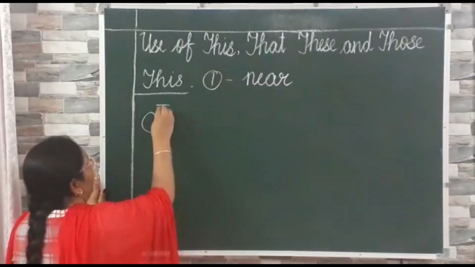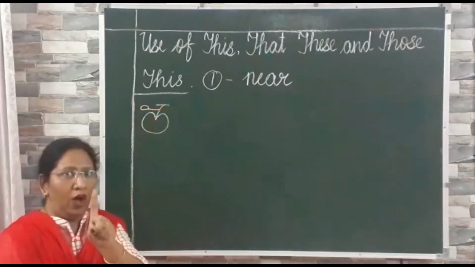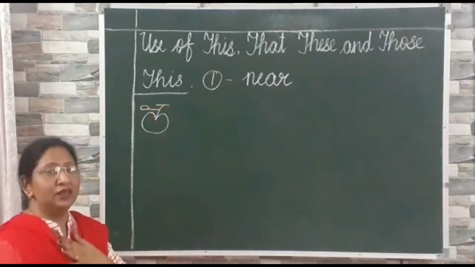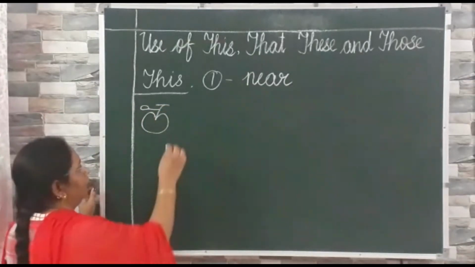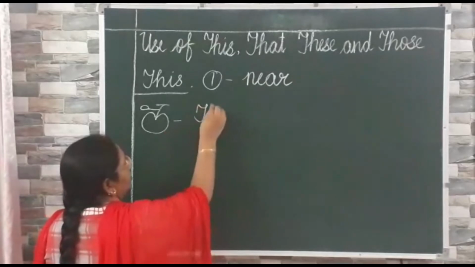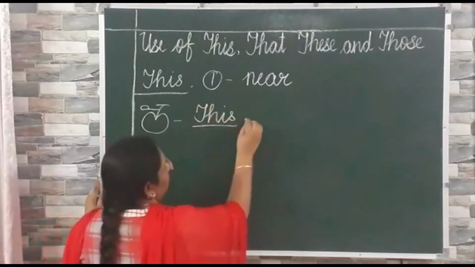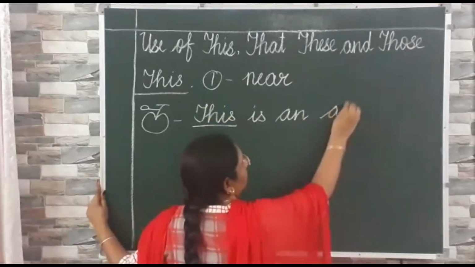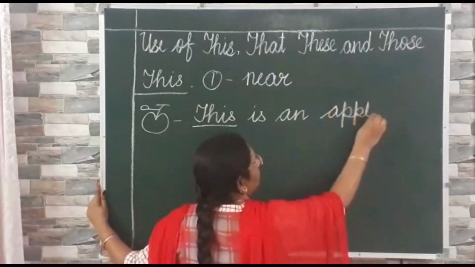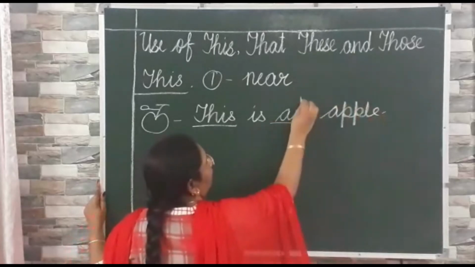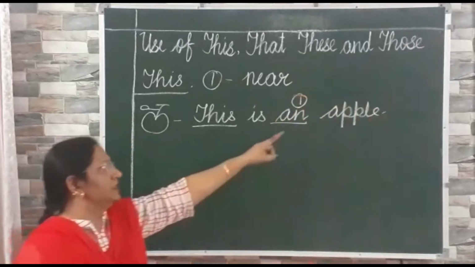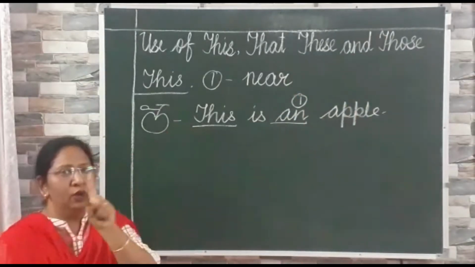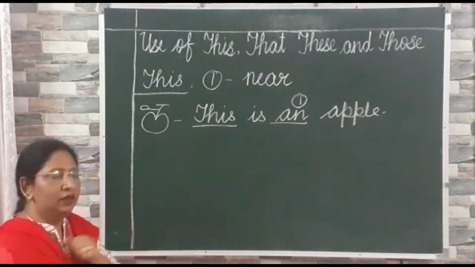What do you see? One apple, and that is near to me also. So what will we write? This is an apple. Okay? And a means what? One. This is an apple. Why have we used this? Because apple is one in counting and near to me.